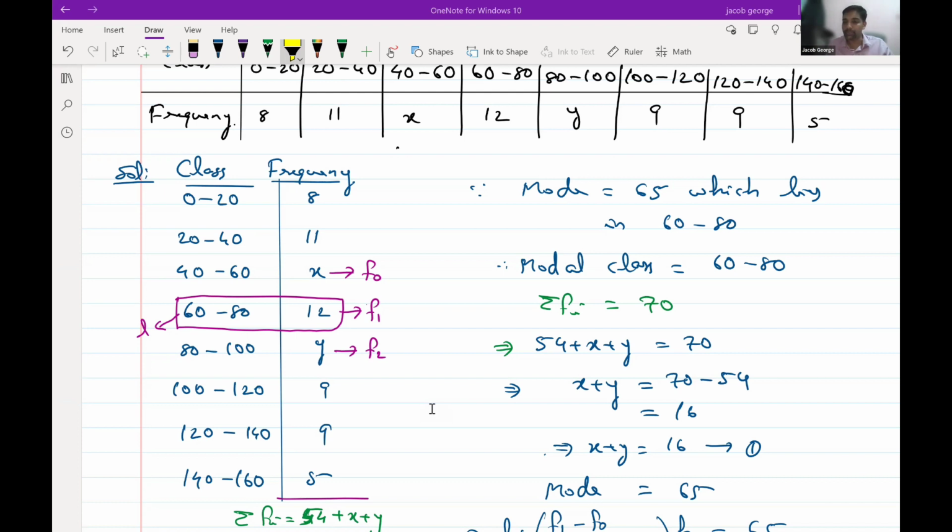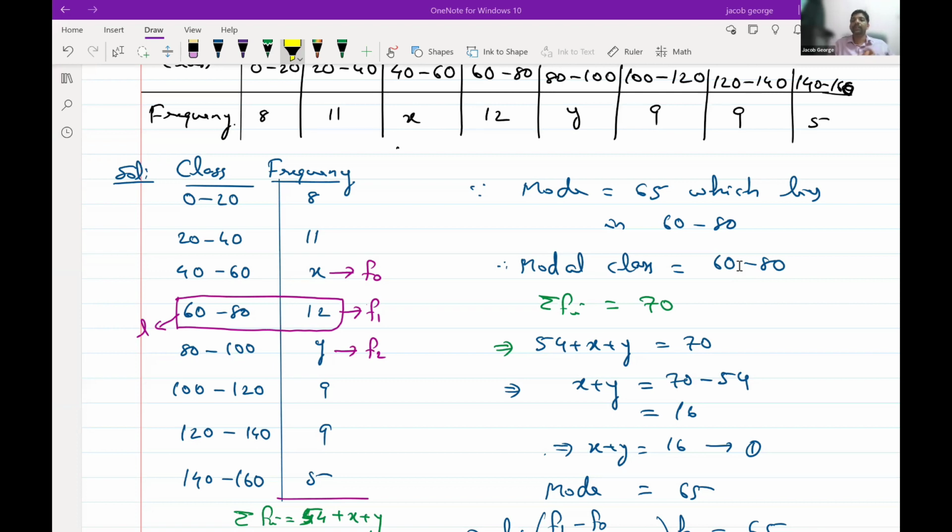Is it between 0 and 20? No. Is it between 20 and 40? No. Is it between 40 and 60? No. But 65 is between 60 and 80. So this is the way of selecting the modal class in a missing frequency question. Is that clear? Everybody understood? Mode is given as 65. It lies in the class 60 to 80. So the modal class here is 60 to 80. Got it clear?